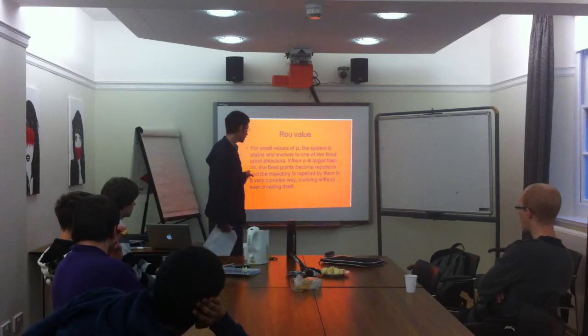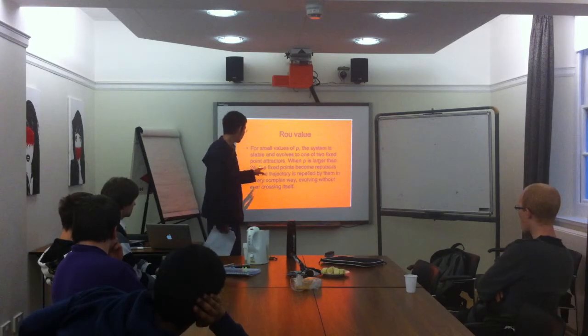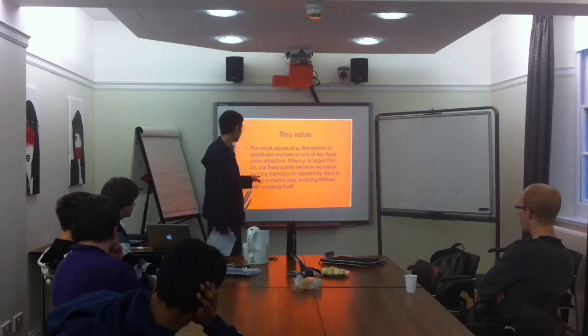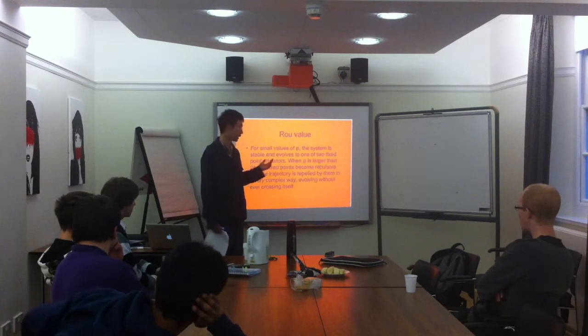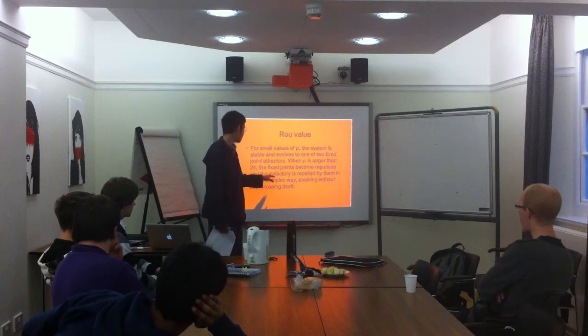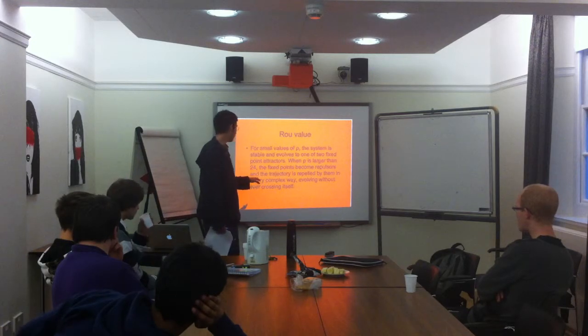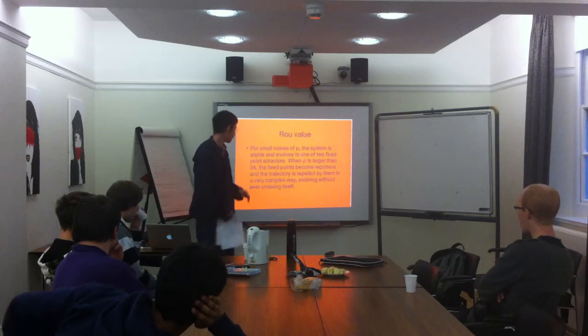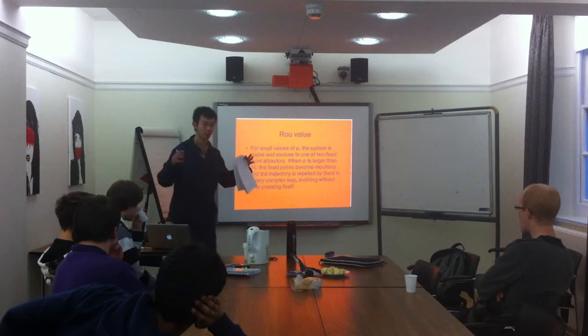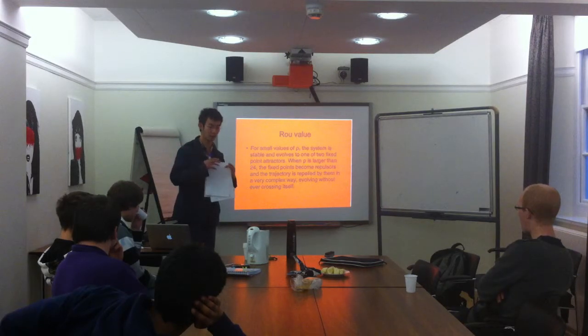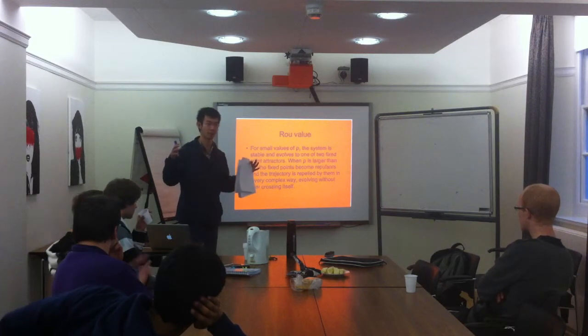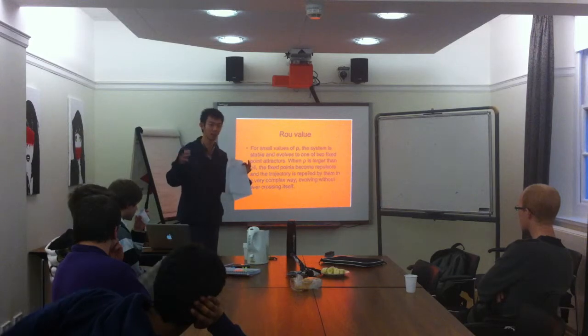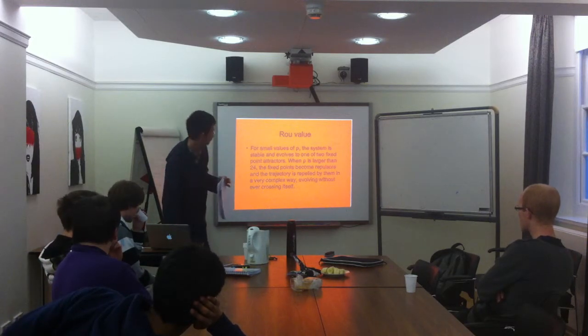When rho is larger than 24, which I'm going to show you soon, the fixed points become repulsors. Those two attractors become repulsors, and the trajectory is repelled by them in a very complex way, evolving without ever crossing itself. So the particles would get forever closer to the particle, but when it gets closer, it will just be repelled, and then this periodic behavior just goes on and on.